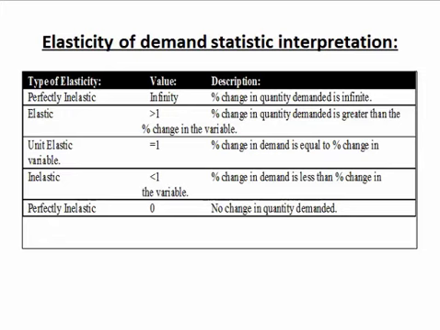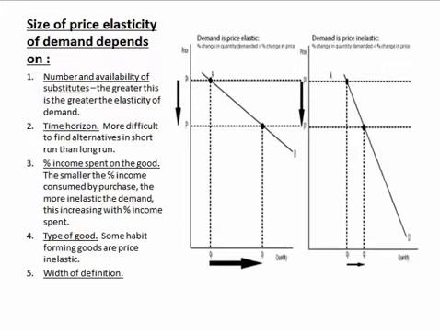Perfectly elastic, elasticity value infinity. The percentage change in quantity demanded is infinite. Elastic, or the value is greater than 1. The percentage change in quantity demanded is greater than the percentage change in the variable. Unit elasticity is equal to 1. This is the straight line equation, where the change in demand is equal to the change in the variable. Inelastic, less than 1. The change in demand is less than the change in the variable, and perfectly inelastic, the value is 0 and there's no change in the quantity demanded. These concepts can be represented graphically in the illustration on screen right now.